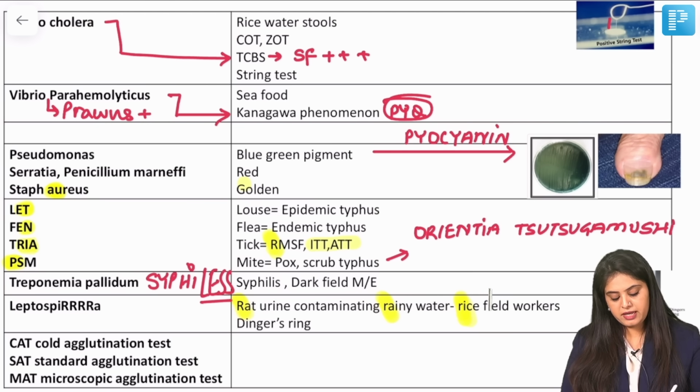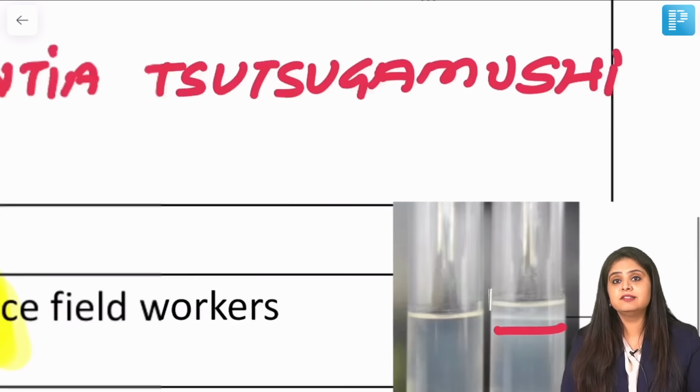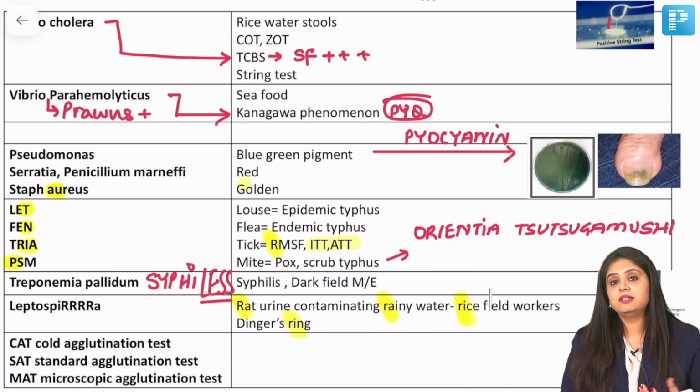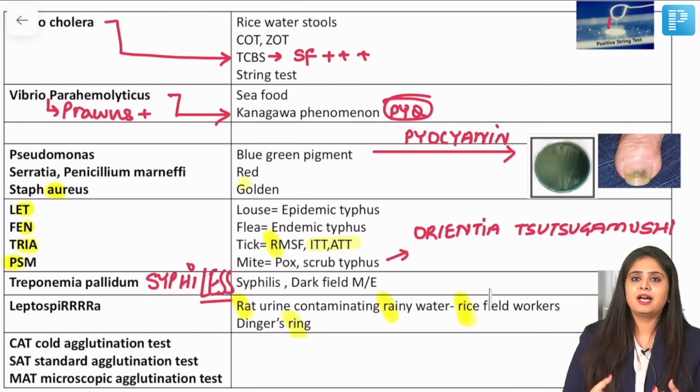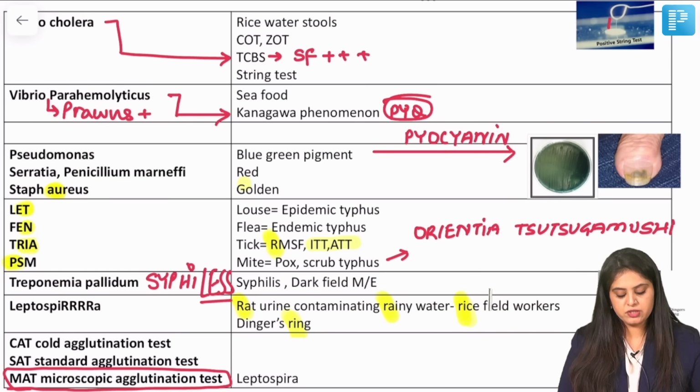And if you want to do the diagnosis, you can see that there is a ring on a culture media formed over here, and this ring is referred to as the Dinger's ring. But then how do you do the final test, if you want to know whether someone who's had Leptospira has formed antibodies or not? Which agglutination test is done for Leptospira? It is the microscopic agglutination test which is done.